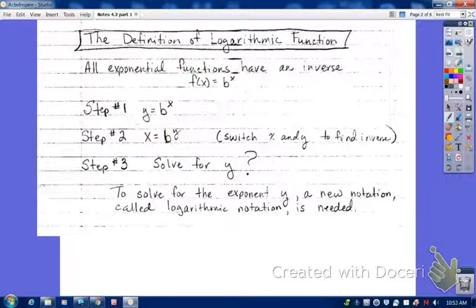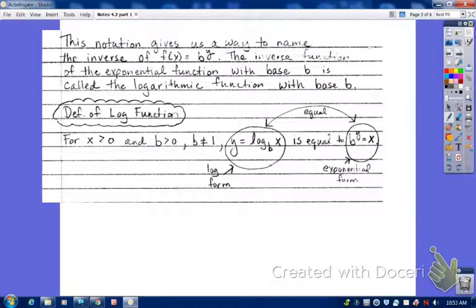So it kind of gives you the history of log functions. And then I've defined a log function for you. This notation gives us a way to name the inverse. F of x equals b to the y. The inverse of an exponential function is a log function. The inverse function with base b is called the log function with base b. And then we're talking a little bit about the definition of a log here.